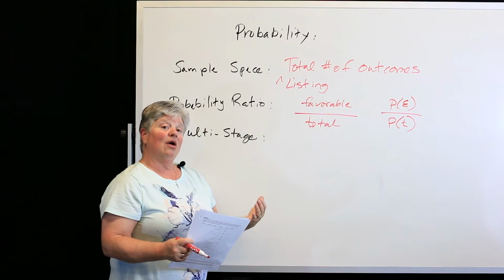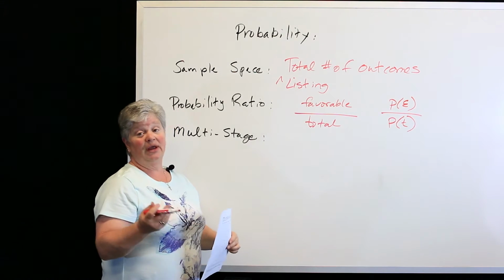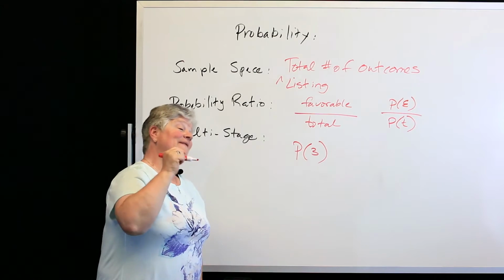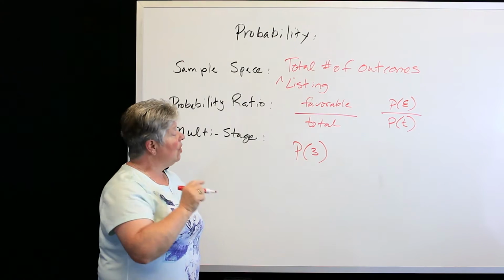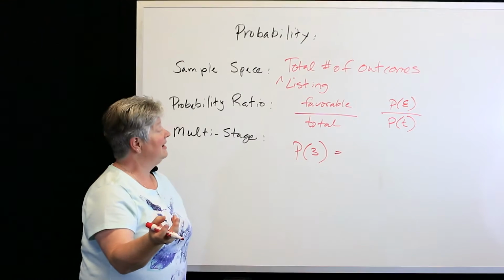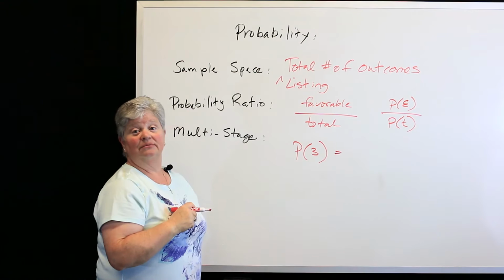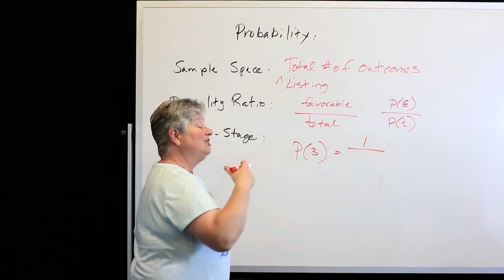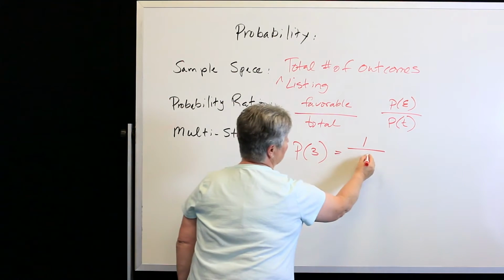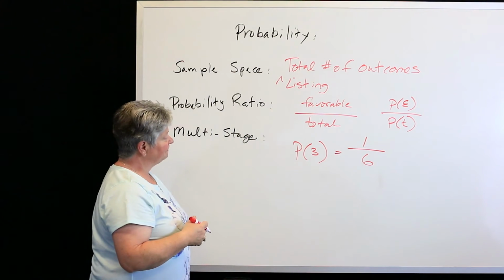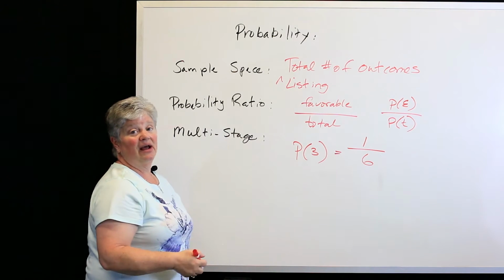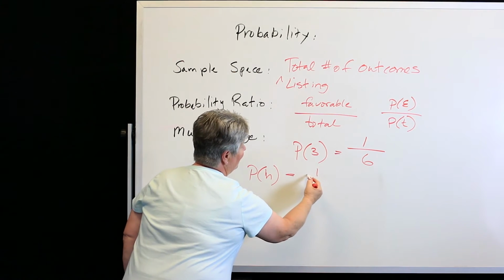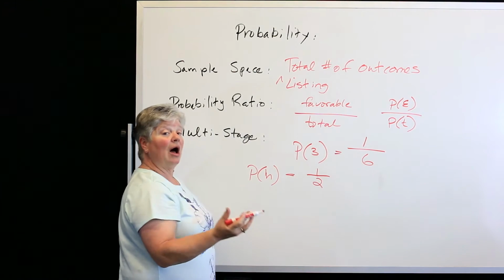What we mean by favorable outcome is what we're asking for. If I'm rolling a single die and I ask, what's the probability I would get a 3, my favorable outcome is a 3. So the question I ask myself is, on that die, how many 3s are there? There's only one 3. That's my favorable outcome. The total number is 6 because I've got 6 numbers on a regular die. Similarly, if I'm tossing a coin and I want to know the probability of getting heads, I have one head and a total of 2 possible outcomes.